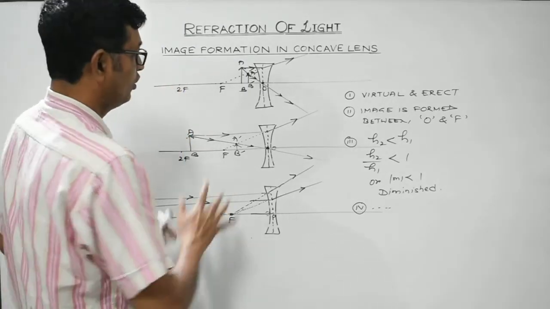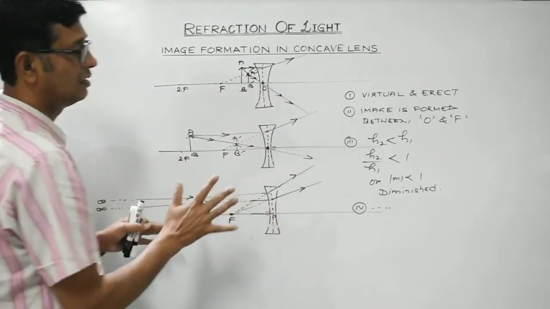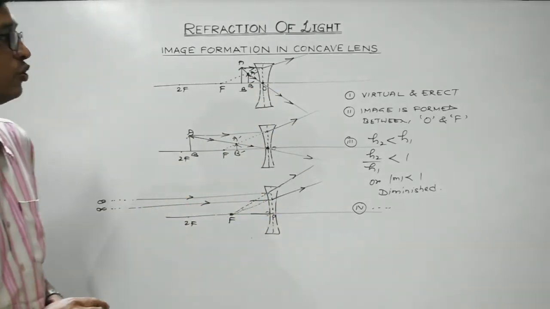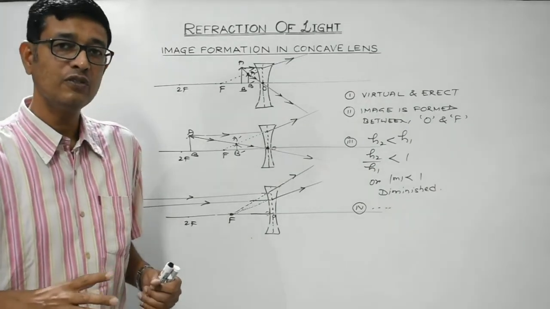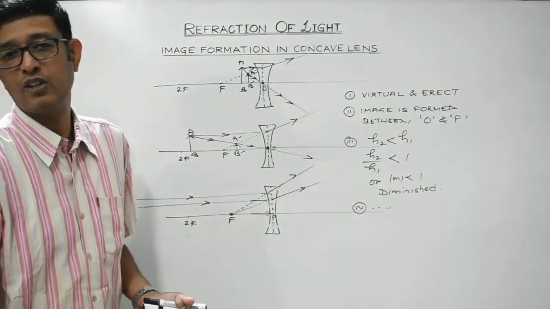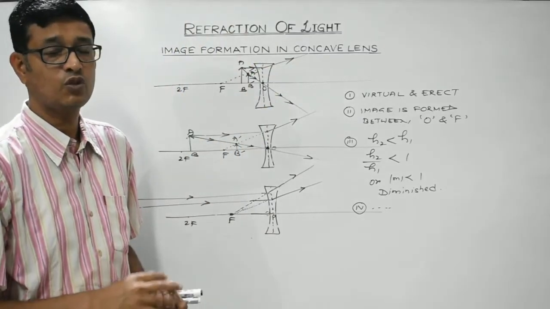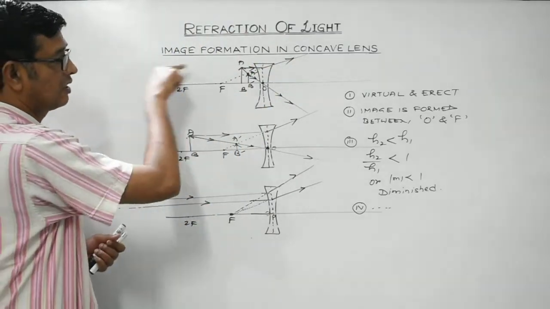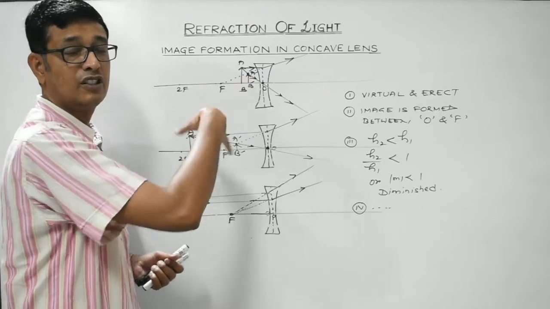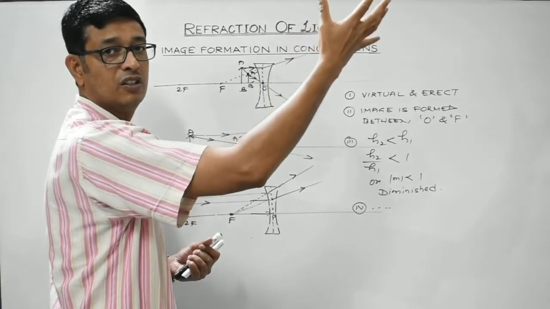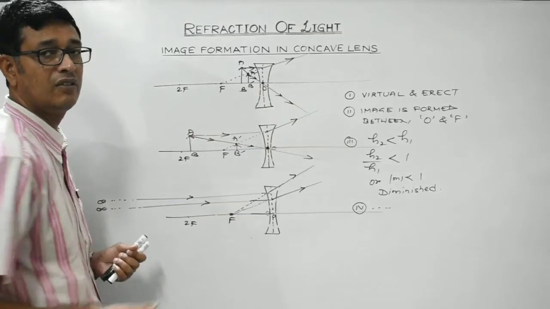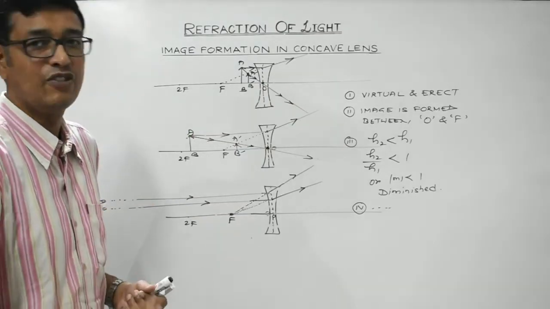Right? So, these are the points which you need to remember in case of the image formation when an object is placed in front of a concave lens. As students, do remember, here whenever a ray is parallel to the principal axis, after refraction, it appears to be coming from the focus. So that is the reason why a concave lens is also known as a diverging lens.